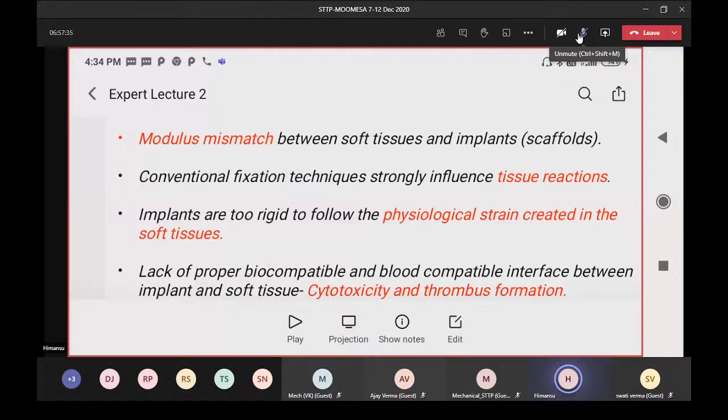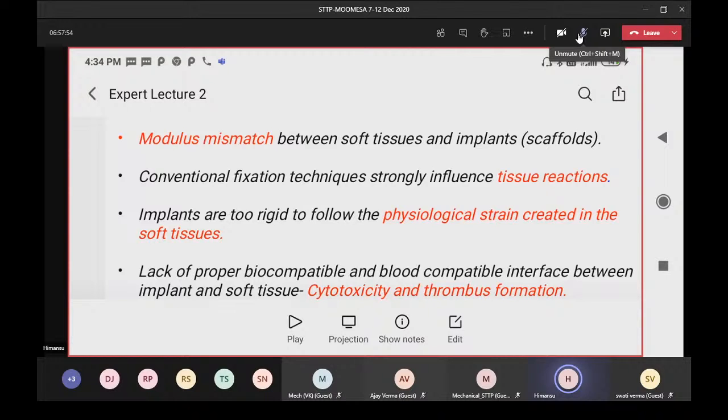Implants are too rigid and do not allow the physiological strain created in the soft tissue. For example, say you have an implant inside the brain. In those cases, it is very difficult to keep something fixed and stable over time, because we are always dynamic. This is also very difficult.